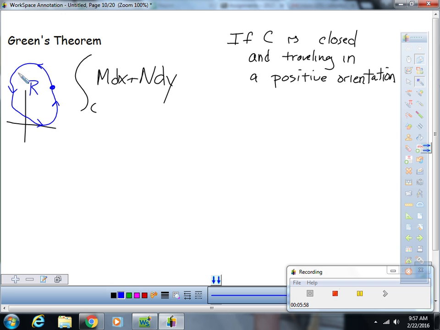Counterclockwise, exactly. If you've got a line integral over some force field with a positive closed loop, Green's theorem says that you can just, and we're going to talk about what it means, but I'll just write it like this: dN/dx minus dM/dy.